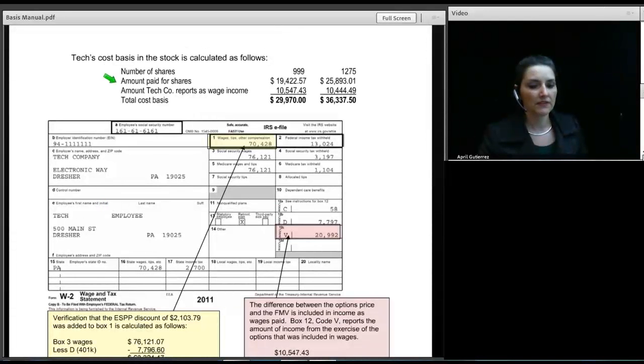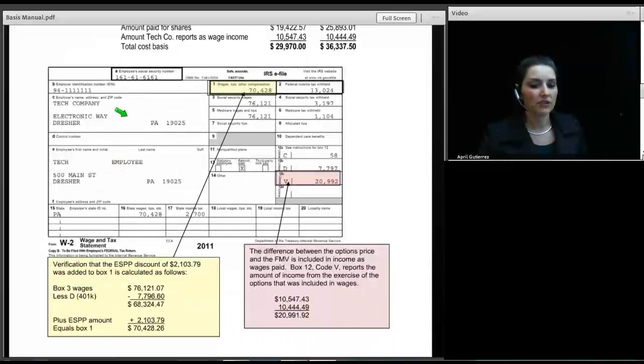We have a total of 999 shares of ISOs and 1,275 shares of ISOs. And his cost basis is going to be the amount he paid plus the amount grossed up on his payroll. So this is his cost in those ISOs: $29,900 for the first 999 and $36,000 for the second 1,275. So that's his cost. That's relevant for us preparing his Schedule D and his 8849. The W-2 is a separate issue.